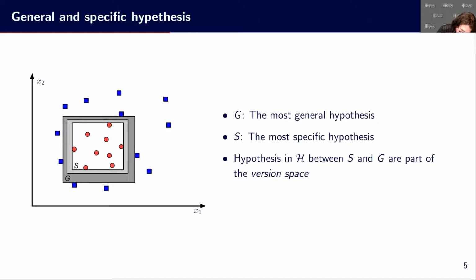So we have the really narrow box here, which is defined by S, the box where everything is white inside except the samples. This is the most specific, the one that is really touching the positive data in terms of placement. This is the smallest we can get.